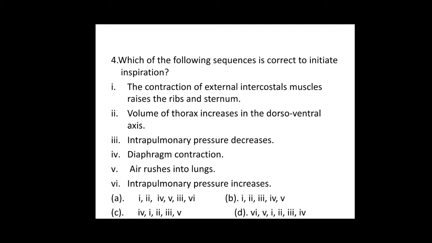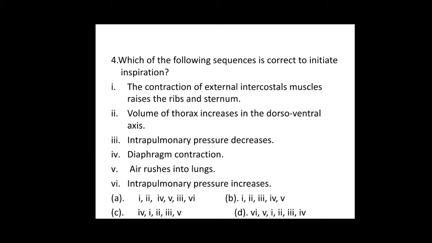Once the thoracic volume increases in the dorsal, ventral and anterior posterior axis, the whole size of the thoracic volume is going to increase, which brings a change in the volume of the lungs. When the pulmonary volume increases, it decreases the pulmonary pressure. Once the pulmonary pressure decreases, it makes the air from the atmosphere enter inside our lungs. So these are the sequential order of initiation of inspiration, but here they are not arranged in the proper way.